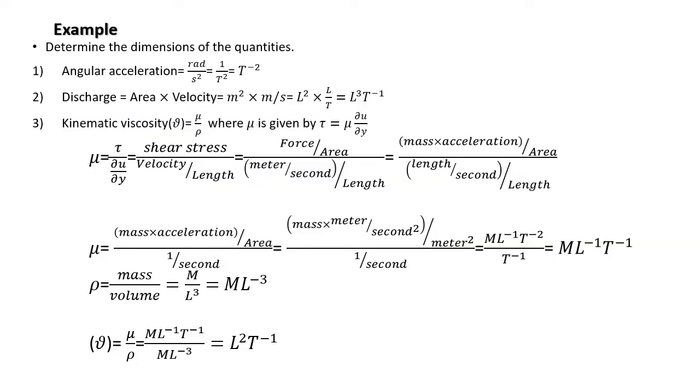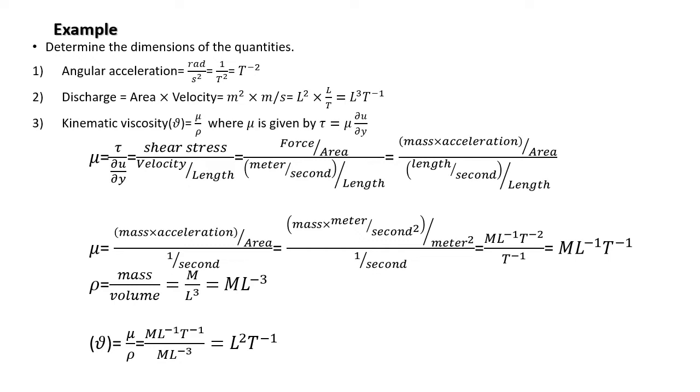Let's take up an example to understand how to get the dimension for a given quantity. Let's take angular acceleration. The unit of angular acceleration is radians per second square. There is no dimension for the radian, and the dimension of second square is T square. So I can write the dimension of angular acceleration as T raised to minus 2.